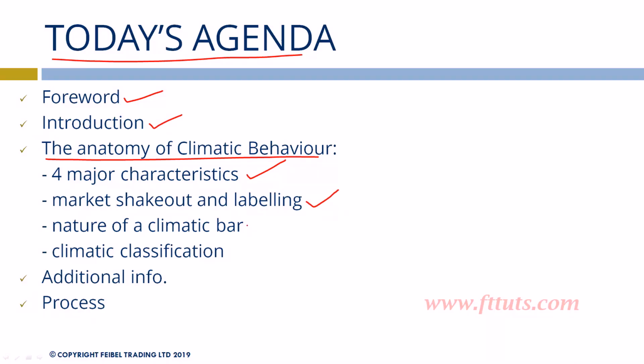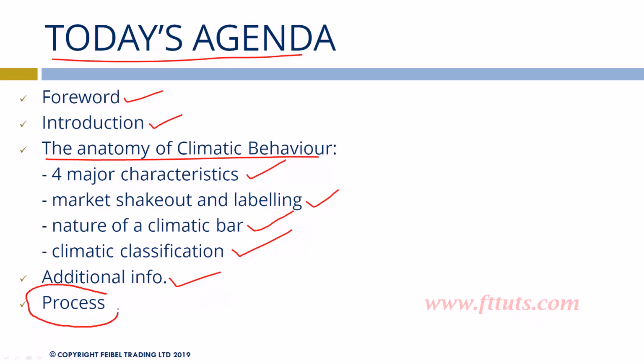And the nature of a climactic bar. What essentially does the climactic bar in question achieve? What's its purpose? And then we talk about climactic classifications. There is some additional info we must go through, and then we come to the all-important process.